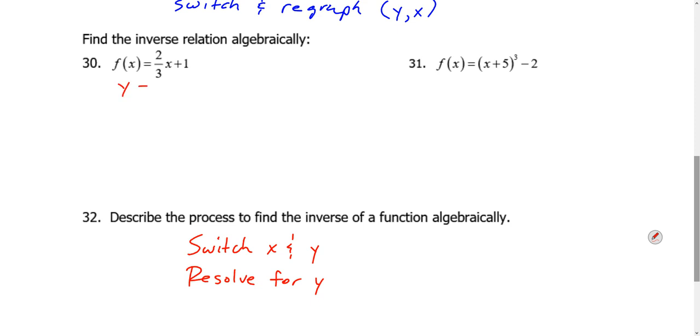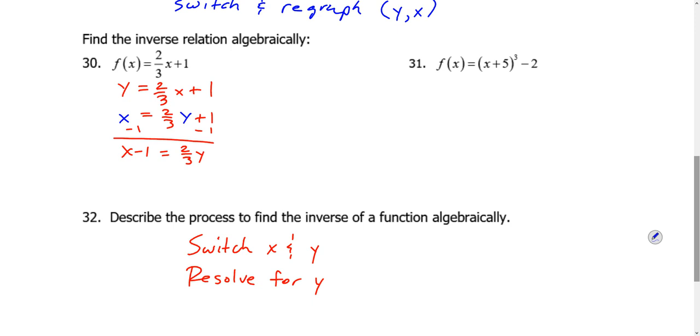So the first thing I'm going to do is switch it out. So we have a Y and an X. Then I'm literally going to switch the X and the Y, and I'm going to let everything else stay where it's at. So this is 2/3 Y now, and then plus 1. Then I'm going to solve for Y. So I'm going to subtract 1 from both sides. X minus 1 equals 2/3 Y.